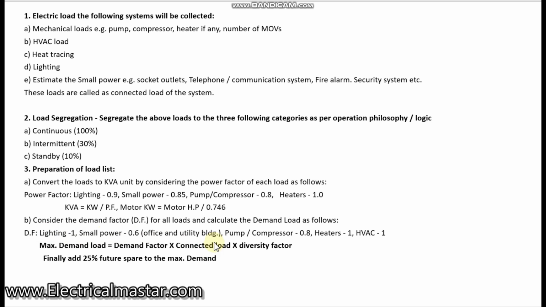For example, for lighting you have to consider the diversity factor as 1. For example, it is a socket load.